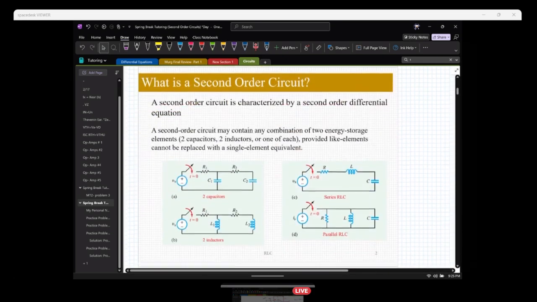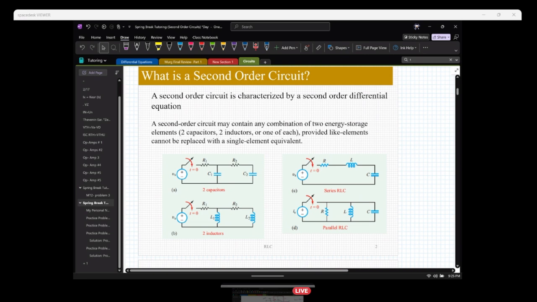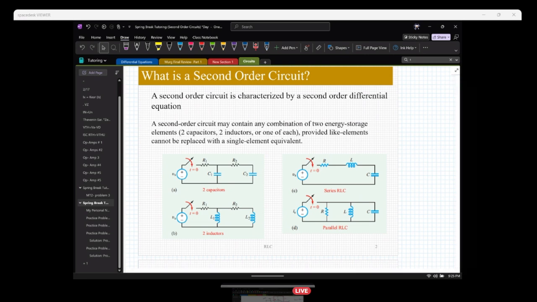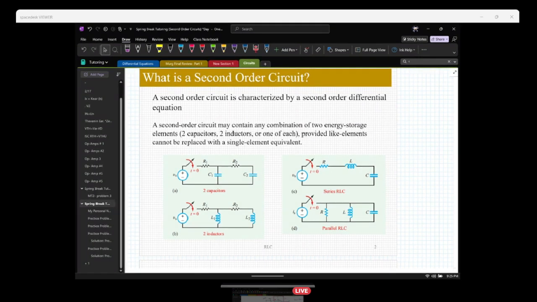But here we go. So, like I said before, a second order circuit basically is a circuit with two storage holding devices, meaning you have two capacitors, one capacitor and one inductor, or two inductors. That's what gives it the second order property.